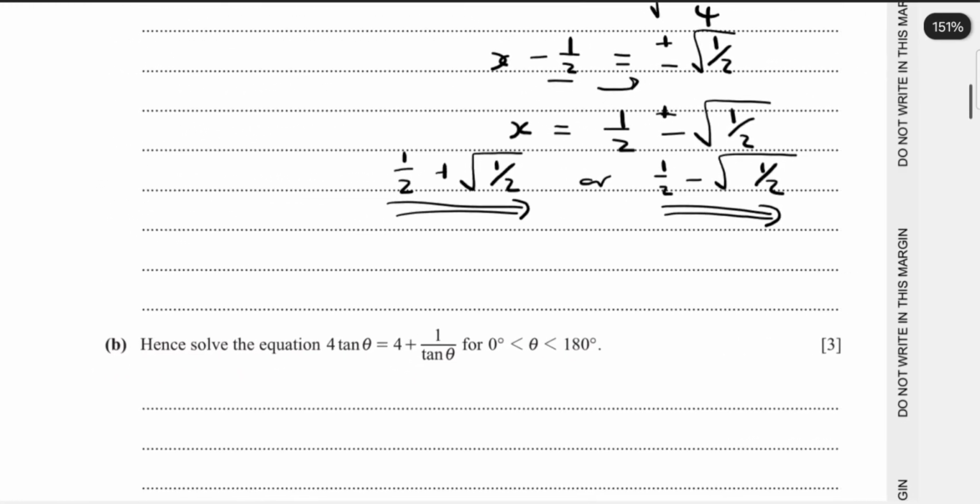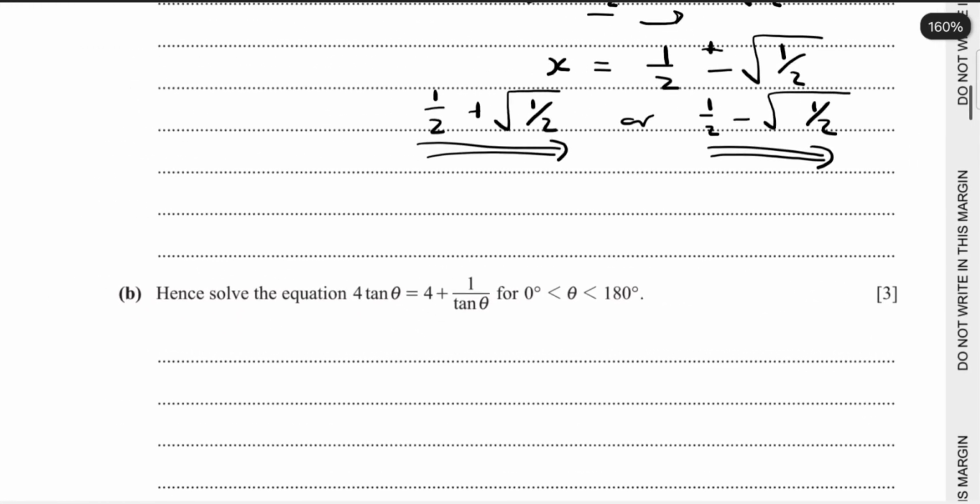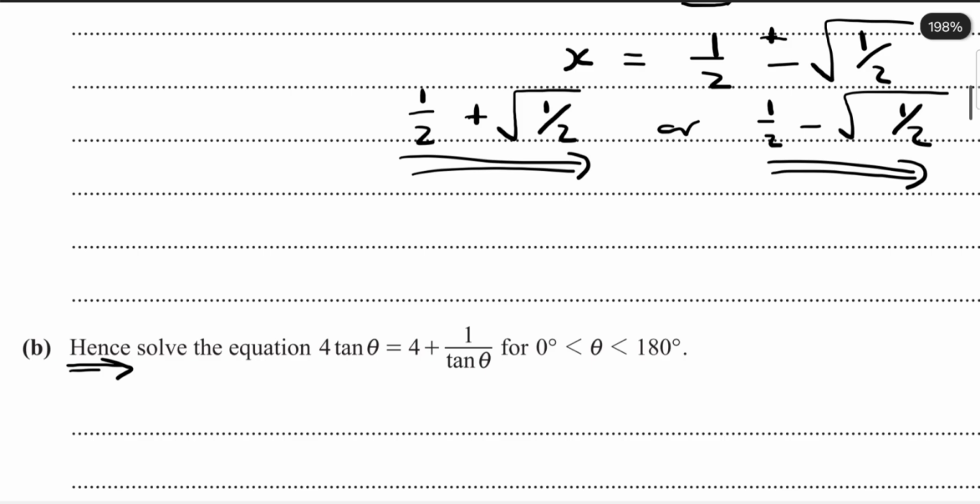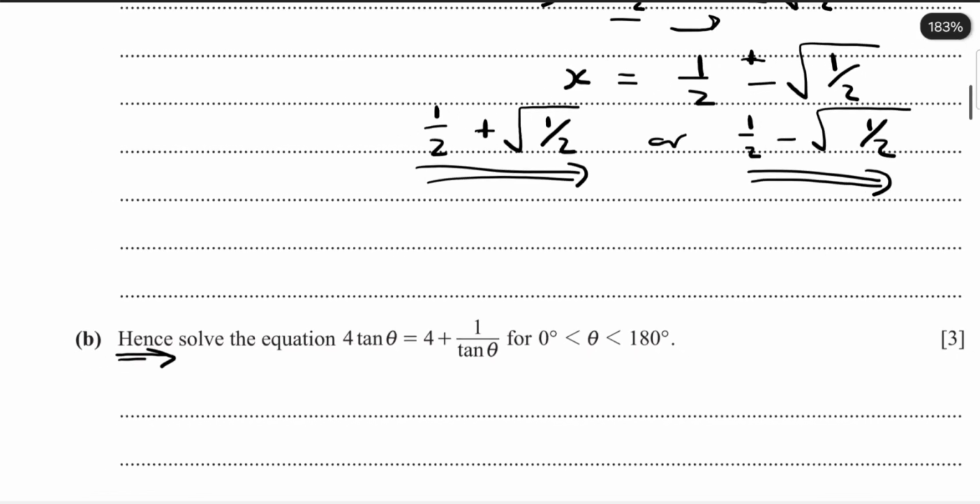Then for part B, it says hence solve the equation 4 tan theta equals 4 plus 1 over tan theta. Many a time if you see this word hence, it means you're going to need some information or the answer from the previous question, right?